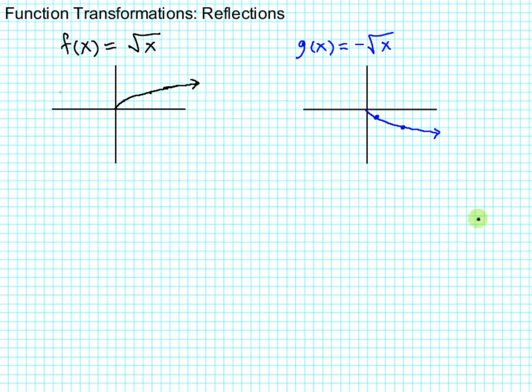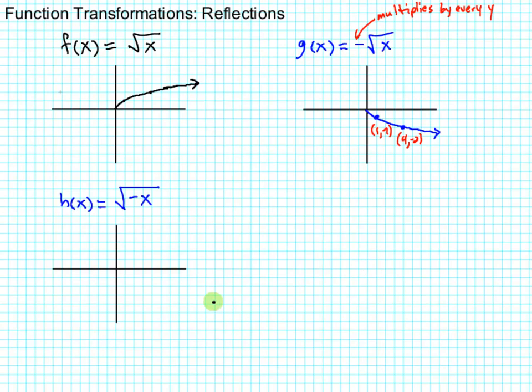Another way to look at this is to say that every y value over here is multiplied by negative 1 over here. So this negative multiplies by every y. So over here, the ordered pair (1, 1) becomes the ordered pair (1, negative 1). The ordered pair (4, 2) becomes the ordered pair (4, negative 2), right? So there are a couple ways to look at reflections. Let's look at another reflection.